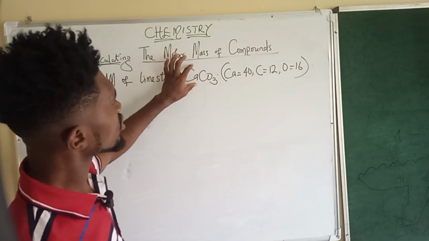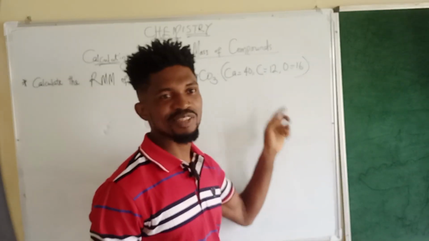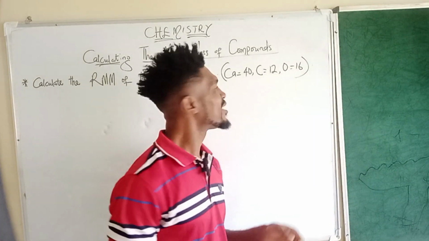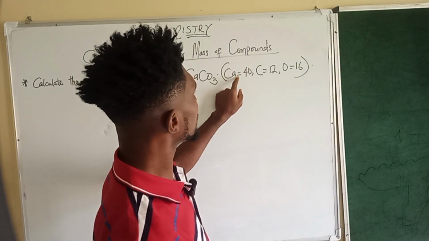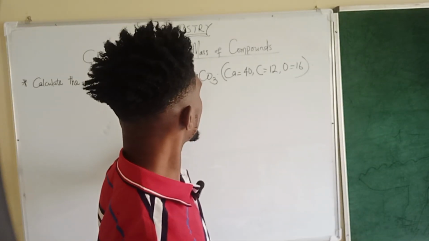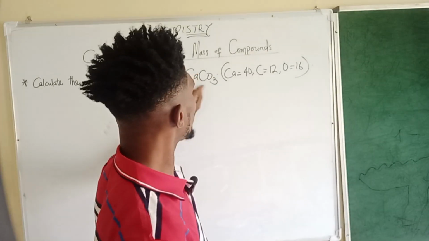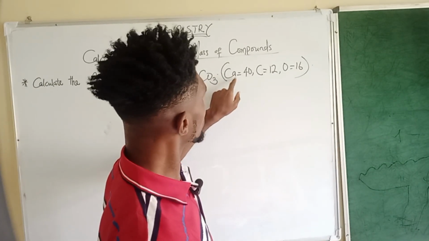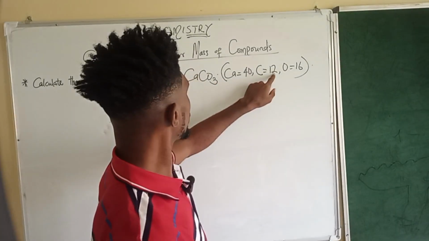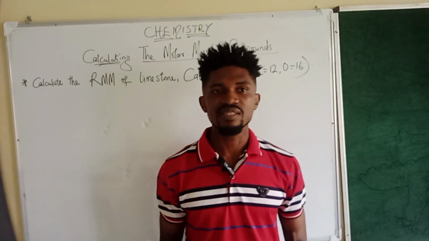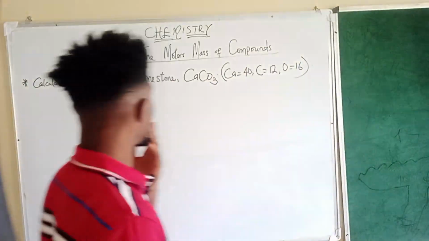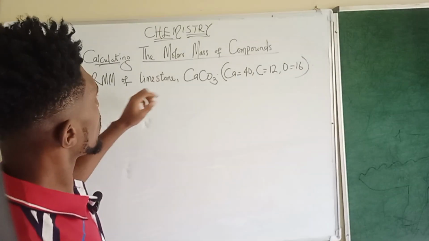So this is the formula of limestone, and we are being given another example again. We are also given the molar mass of each of the elements that make up this compound. That is, calcium is 40, carbon is 12, and oxygen is 16. That makes our work very easy. And in order to calculate the relative molecular mass, this is it.